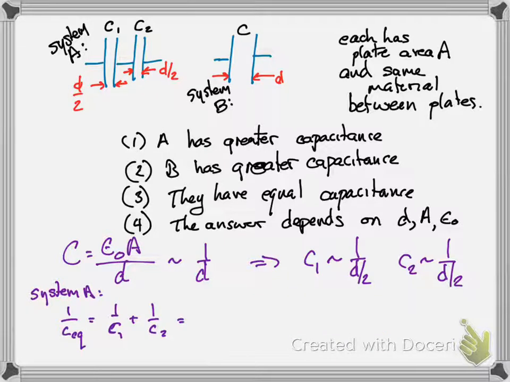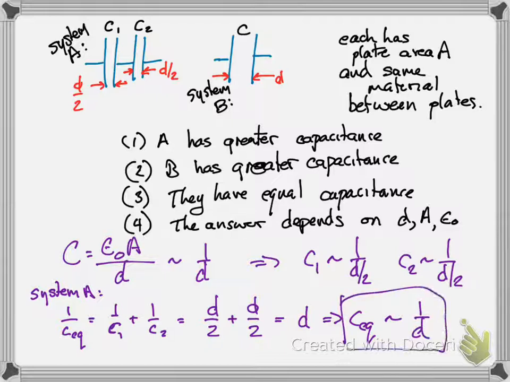Just rewrote that a little neater. So the equivalent capacitance in system A, 1 over C1. Since C1 goes as 2 over d, then 1 over C1 is d over 2, and 1 over C2 is d over 2. And so d over 2 plus d over 2 is d, and that's 1 over the equivalent capacitance, so therefore C equivalent goes as 1 over d. So for system A, it's 1 over d, and for system B, it's 1 over d, so the answer is they have equal capacitance.